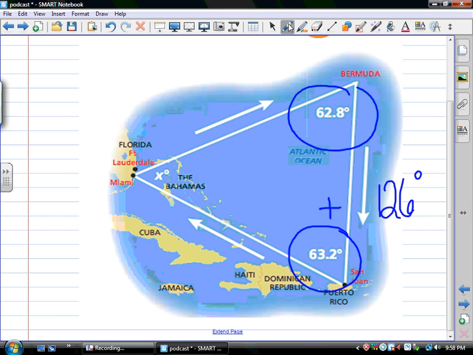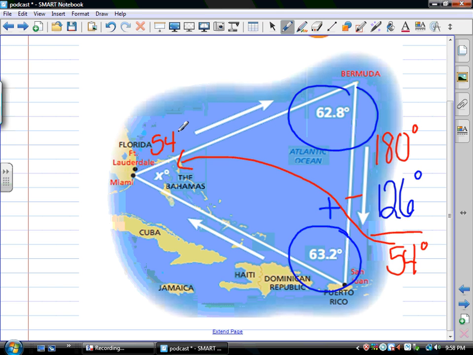So since I have to get to 180 degrees, I'm going to take 180, subtract 126 from it. When I do that, I get 54 degrees. X would be 54 degrees.